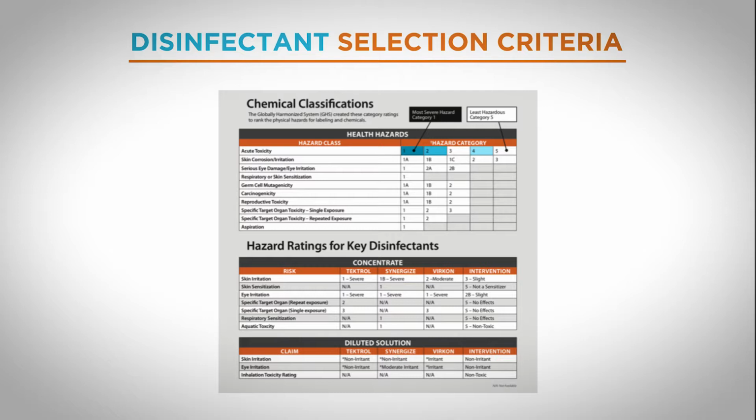The other thing that you can see from the safety data sheet is whether the disinfectant contains substances that are carcinogens, that are sensitizers to the respiratory tract or to skin, or that are reproductive toxogens, or produce any other type of adverse health effects. All of that can be seen in the safety data sheet.